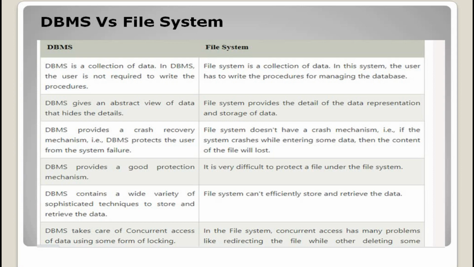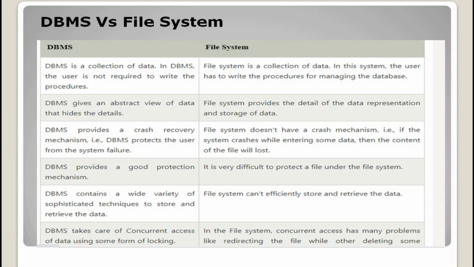The first one is DBMS is a collection of data. In DBMS, the user is not required to write the procedures. So in the DBMS, everything is built in. We just need to execute the task which we require. We are not supposed to write the procedures or the programs in the database management system, but in file system, we need to write the procedures for each and every task we perform.